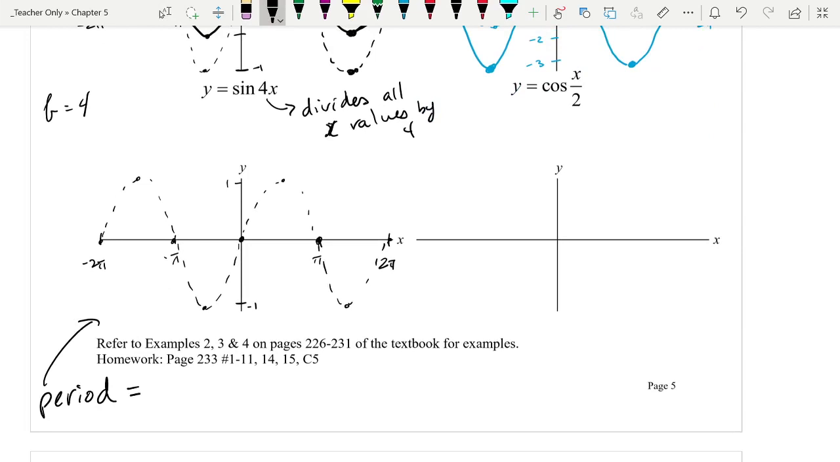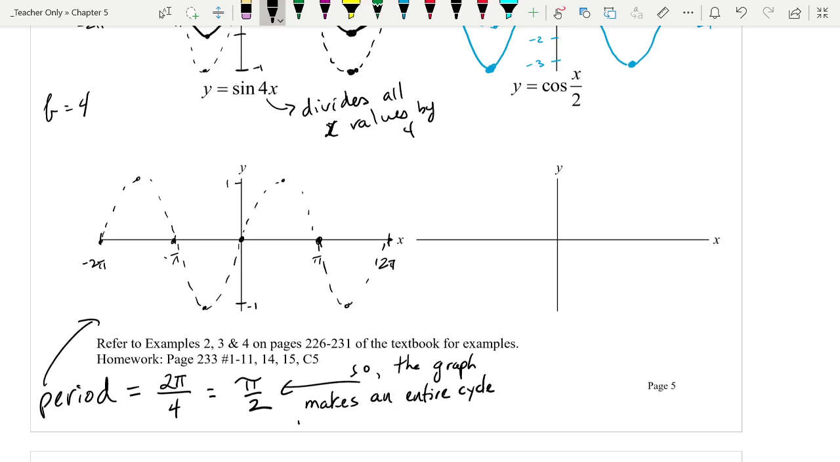Period for this graph is equal to 2 pi divided by the absolute value of b. Now, b here is a 4. Absolute value of 4 is just 4. Now, you got to be able to recognize when you can simplify fractions, right? I'd never say 2/4 when I could say 1/2. Do you realize what this is telling you? This is telling you the graph makes an entire cycle in pi by 2, not in 2 pi.